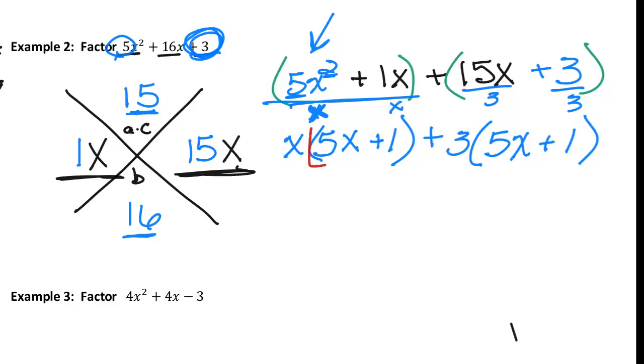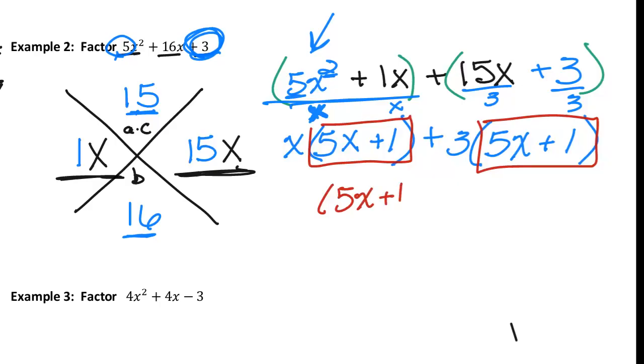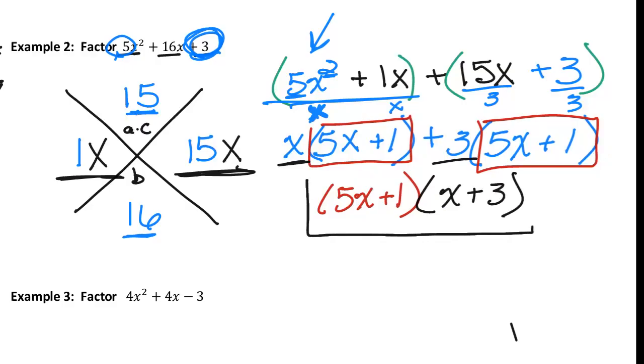You're doing the happy dance. You got the same factors here. Those are going to get pulled out in front. 5x plus 1. What do you have left? An x plus 3. That is your factorization.